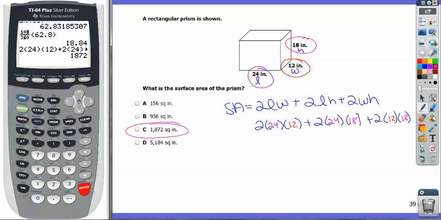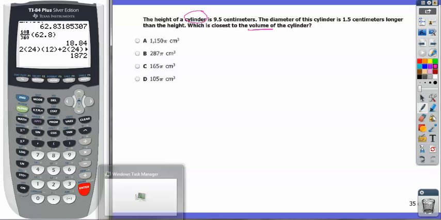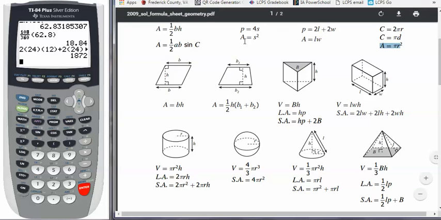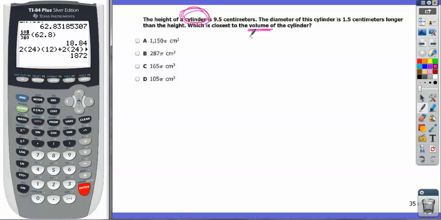Next, the height of a cylinder, closest volume. These are hints that I need to pull out my formula sheet. So when I pull out my formula sheet, I'm dealing with a cylinder and volume. So let's look. Here's my cylinder. Volume is pi r squared h. So when I plug that in, I'm going to actually write it down. Volume equals pi r squared h.